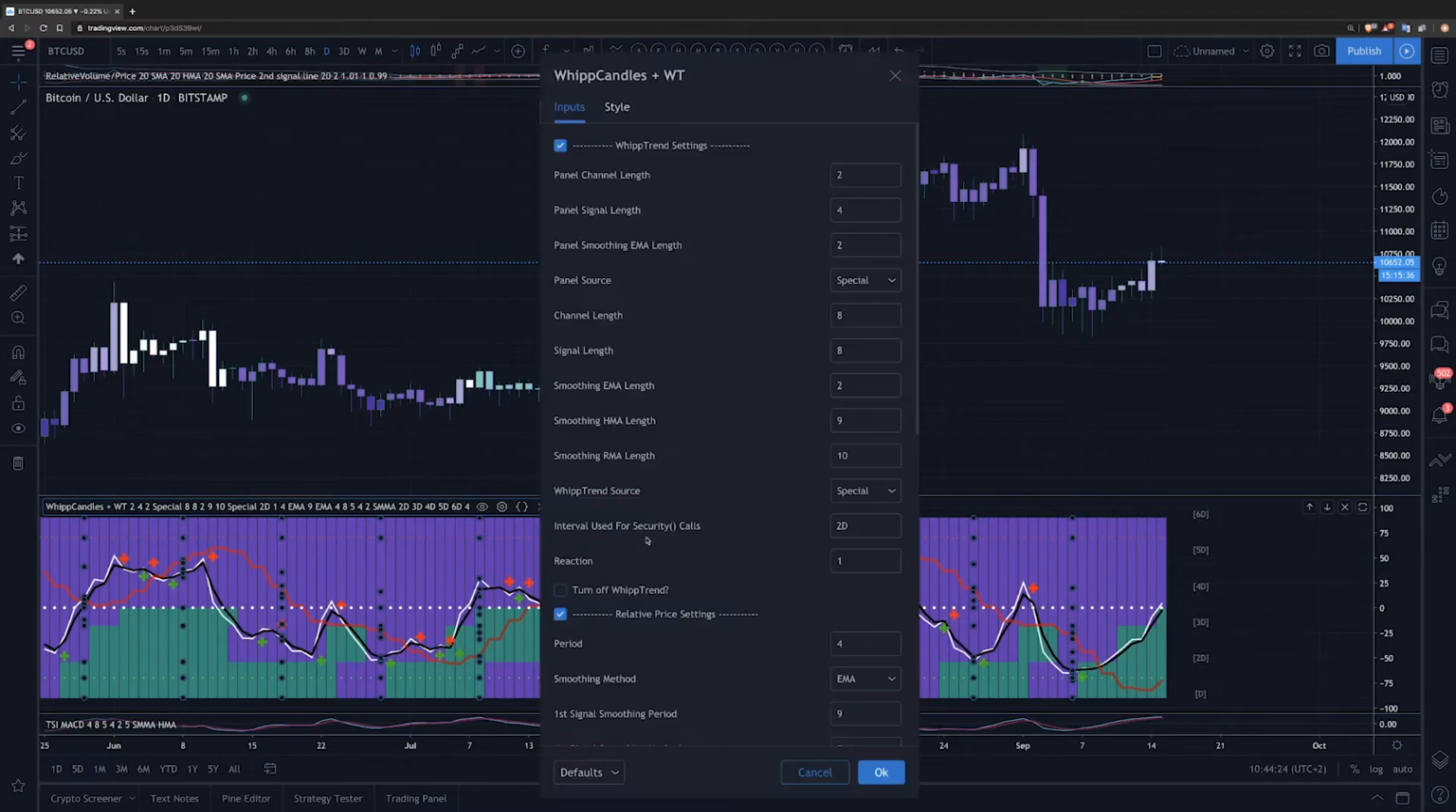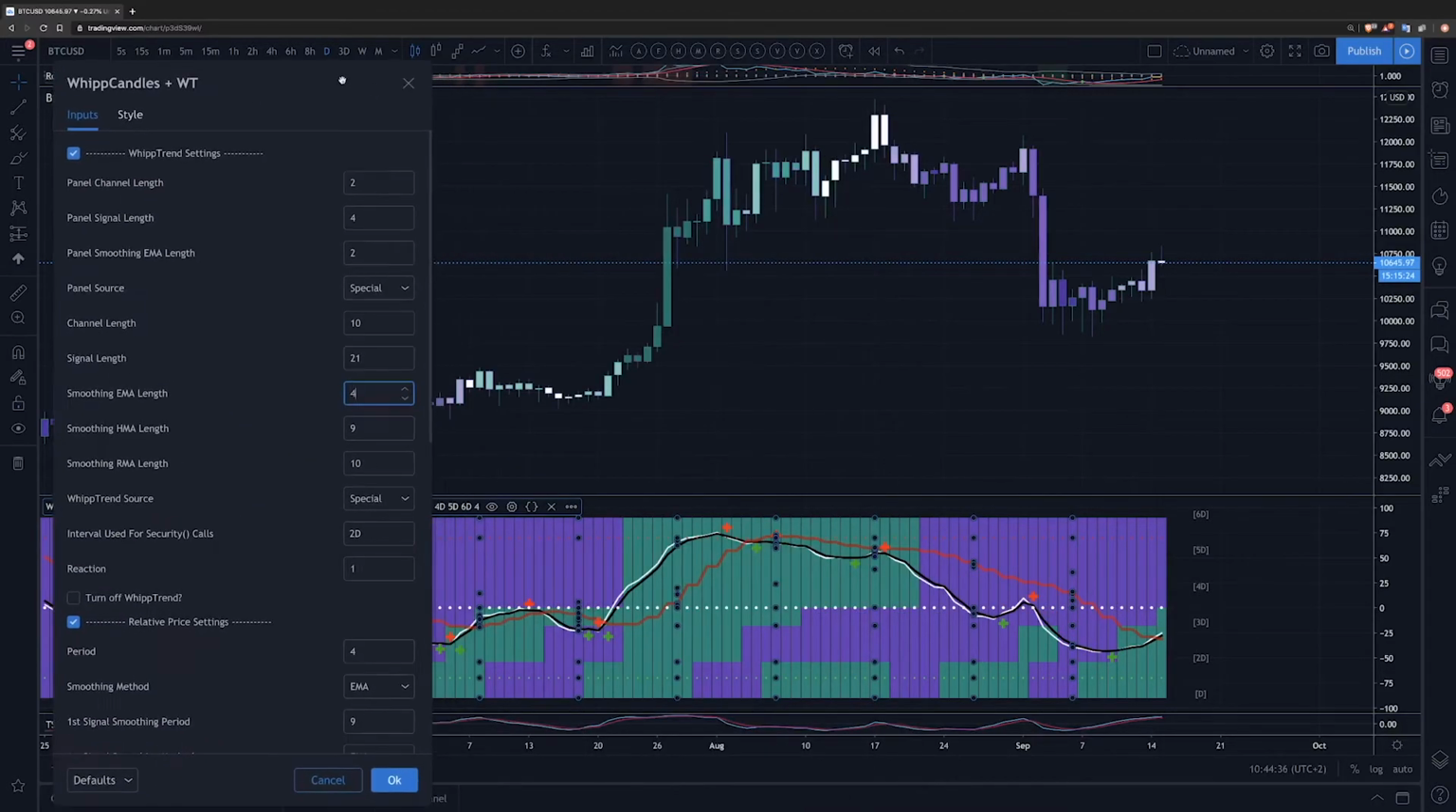So original settings again of whip trend was 10, 21, and let's call it 4. It's 3 or 4. Click. And we get this, it's a lot smoother.